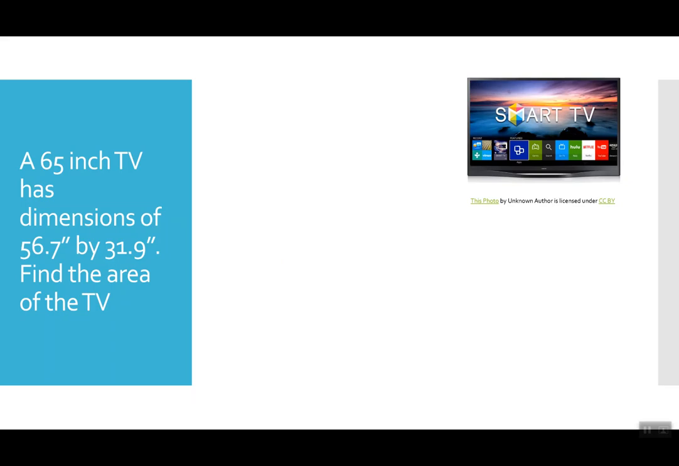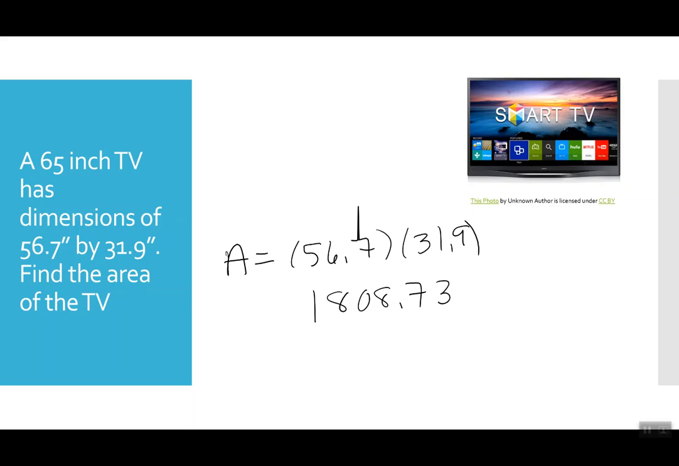Let's look at a little application of where we would use this. So the first thing I grabbed was a 65-inch TV, which has dimensions of 56.7 inches by 31.9 inches. Let's find the area of this TV. To find the area, this is a rectangle. We're going to take 56.7 and multiply by 31.9, which gives us 1,808.73. Remember, this is inches, so now this will be inches squared.